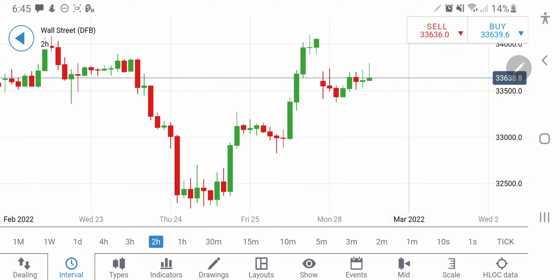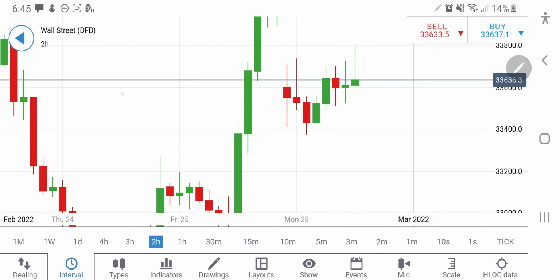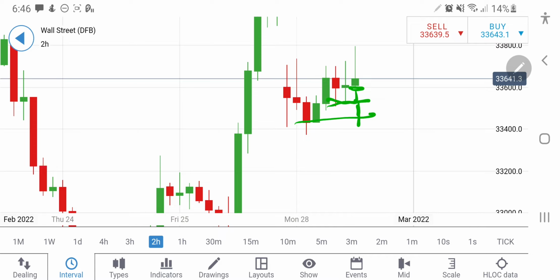Now look at the 2-hour charts. On the 2-hour charts, see, here is a support at 33,600. If it breaks below, see here 33,520 should provide a support. If it breaks, then definitely it will try to hit 33,450 levels or below, else it may continue to rise till the time it remains.